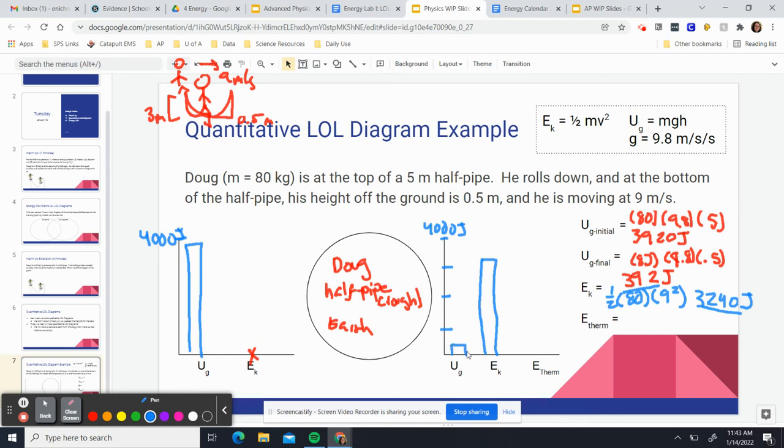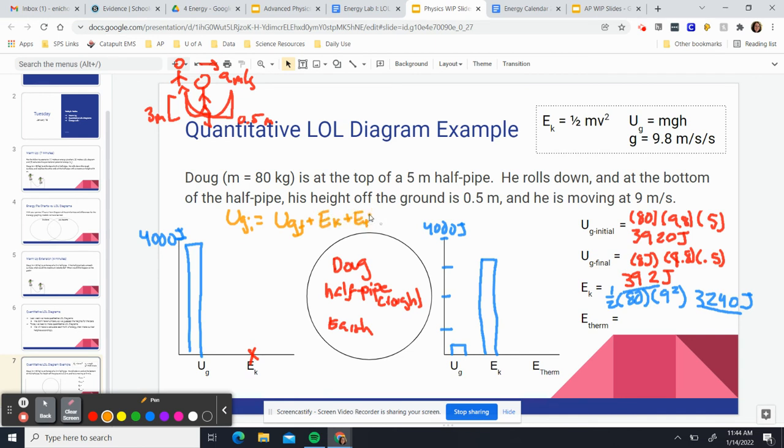All right, now here's the dilemma. I need to figure out what E therm is, but I don't know. I don't have a formula for E therm, but I do know that my energies over on the left have to equal my energies on the right. So I know that UG initial has to equal UG final plus EK plus E therm.